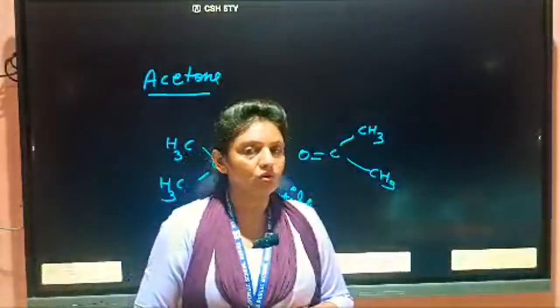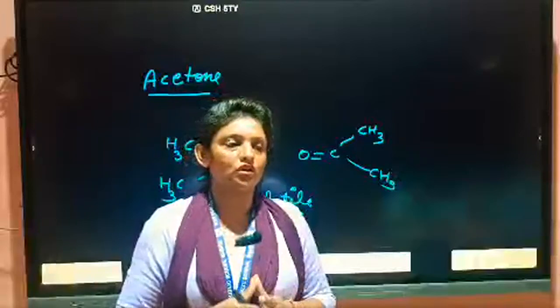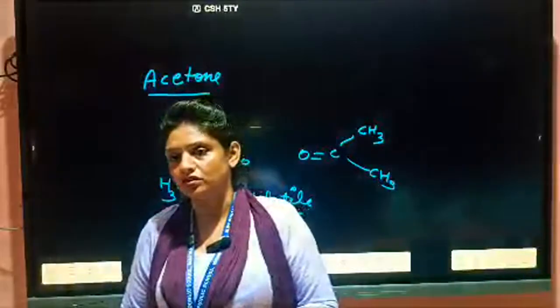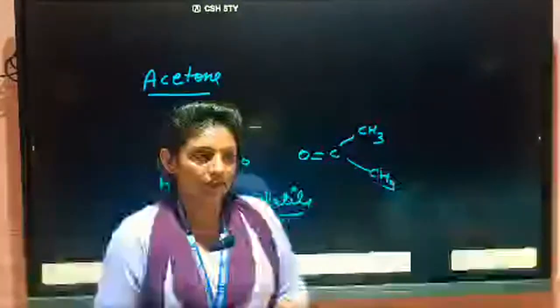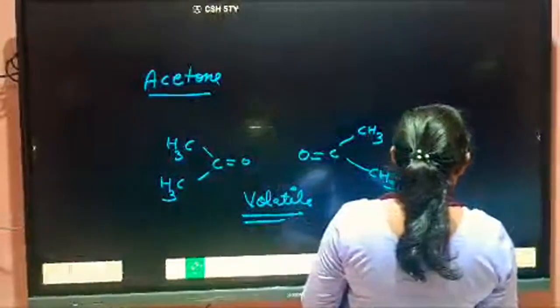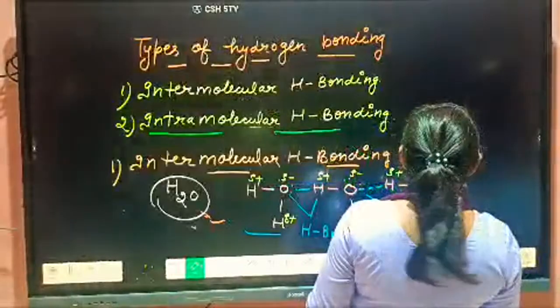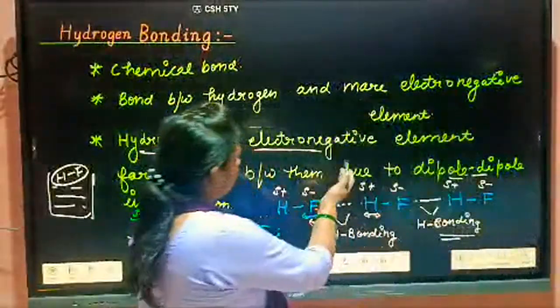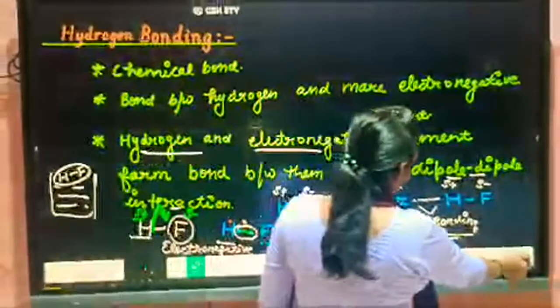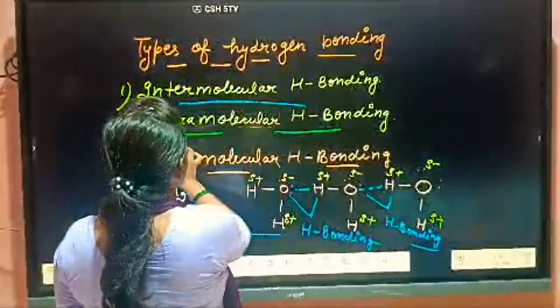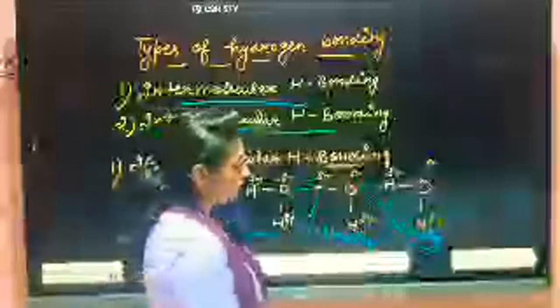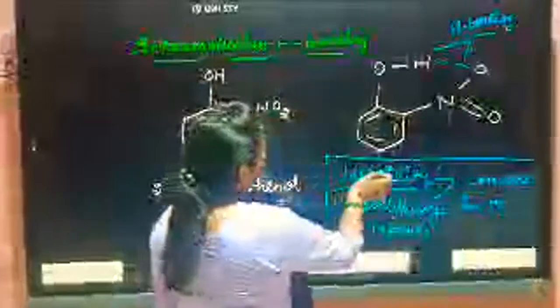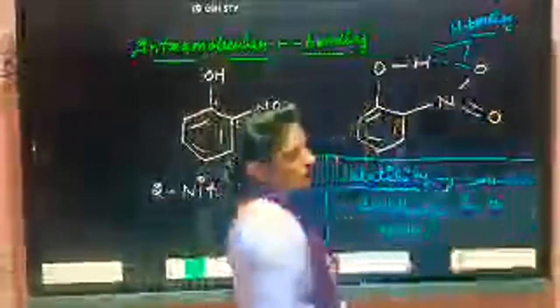Clear or not? So hydrogen bond makes the molecule strong, and due to formation of hydrogen bond, they have high boiling point and they are less volatile. Any doubt in this? Okay, so today we have discussed the hydrogen bond. Hydrogen bond is the bond between hydrogen and electronegative elements. There are two types of hydrogen bond: one is intermolecular, the second is intramolecular. In intermolecular, hydrogen bonding is between two or more molecules, which may be of the same type or different type, and in intramolecular hydrogen bonding takes place in one molecule only.